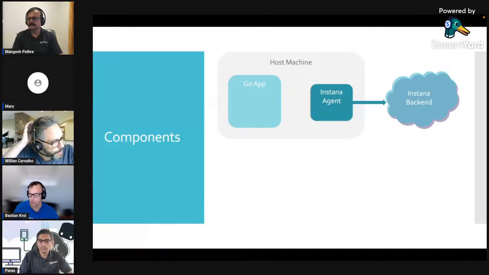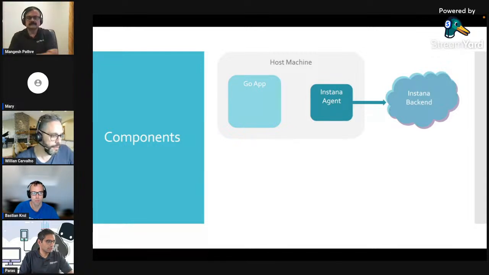So some of the components of the tracer. This is more or less what you have if you are already an Instana customer. You have the Instana agent and your application. It doesn't matter if it's Go or not. They should both be running under the same host machine, typically a pod or something like this. And then the Instana agent is already connected to the Instana backend.